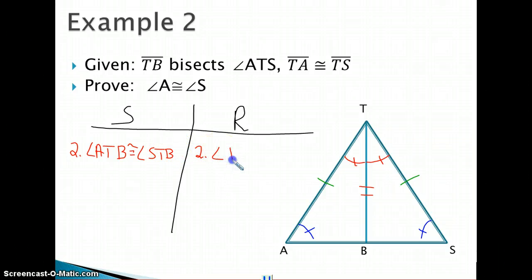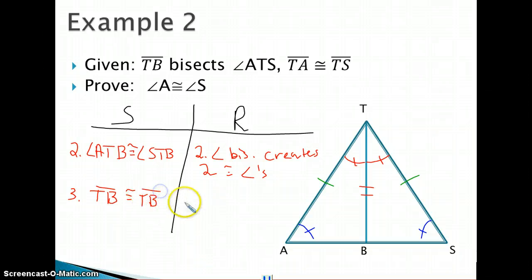And that's because an angle bisector creates two congruent angles. From there, I said that we had TB congruent to itself. And anytime we say something's congruent to itself, that's the reflexive property.